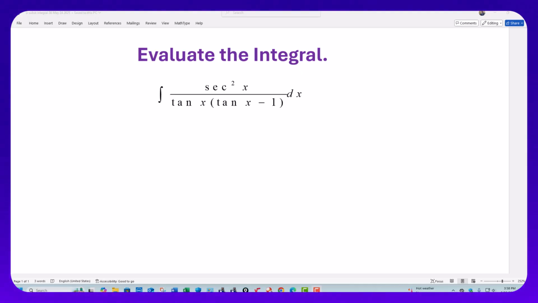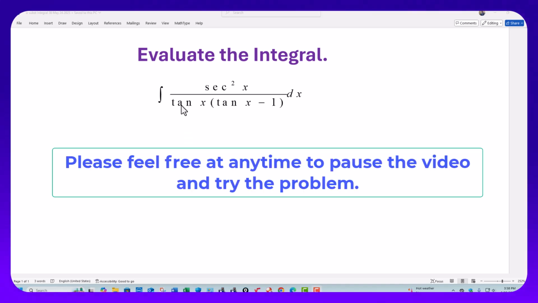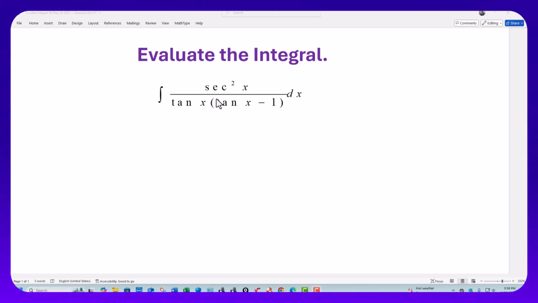In this video, we have the indefinite integral, or trig integral, of secant squared of x over the product of tangent of x and tangent of x minus 1. And notice we have the secant squared of x in the numerator, multiplied by the dx here, and we know that the derivative of tangent is secant squared. So we'll let u equal tangent of x. Then du will equal secant squared of x dx.